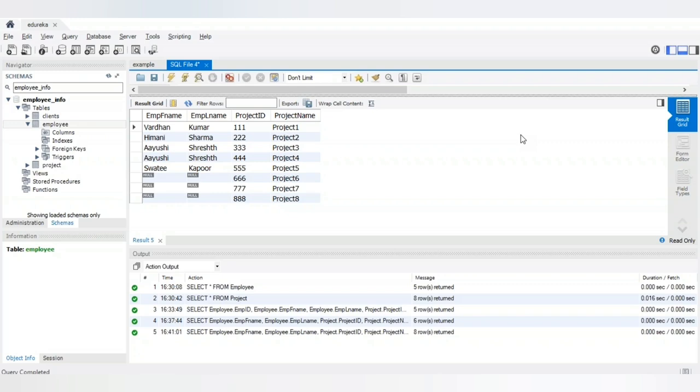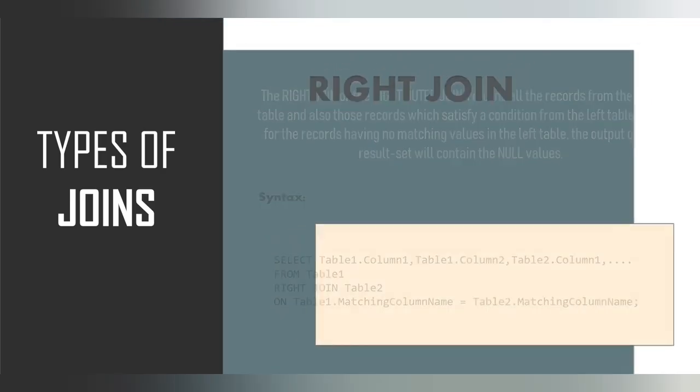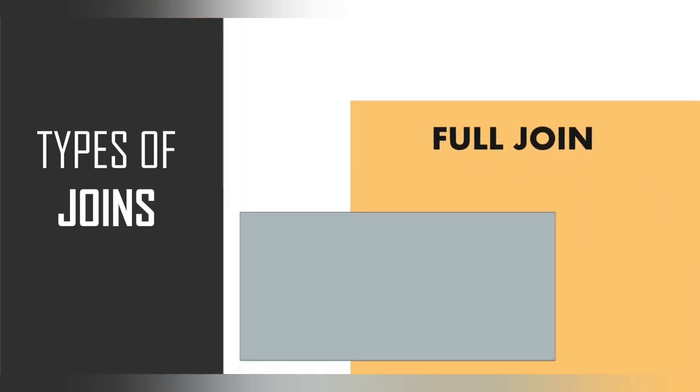So that's the reason there's null value present in the records of the 6th, 7th, 8th project. So guys, that was about right join. Now moving forward to the final type of join, that is the full join.